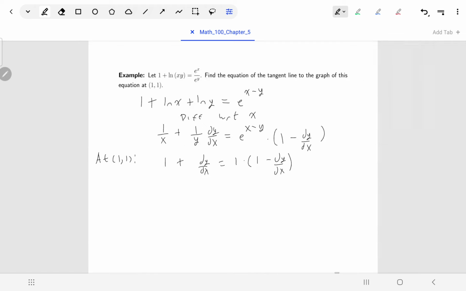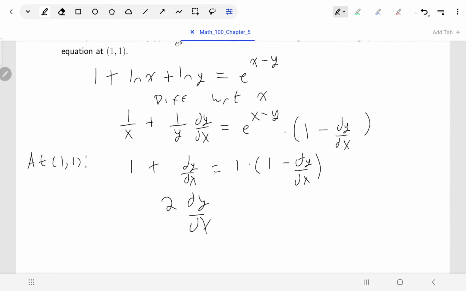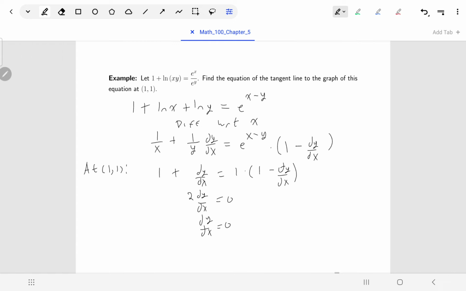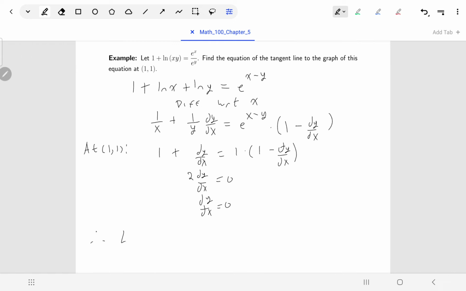So in other words, what have we got? I've got 1 plus dy dx equals 1 minus dy dx, or 2 dy dx is equal to 0. So in other words, our slope is 0. We've got ourselves apparently a horizontal tangent line at that point 1, 1. And so now we can say for our line that the line should be y minus the y coordinate equals slope times x minus the x coordinate. Or in other words, our line is just the horizontal line y equals 1.